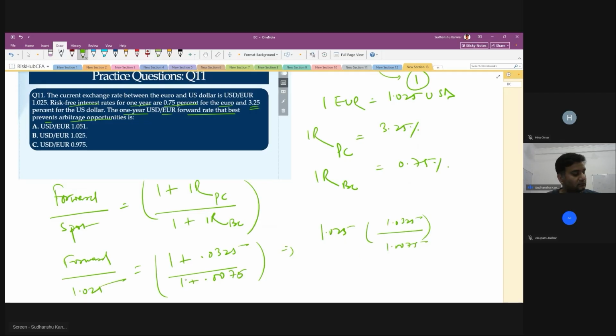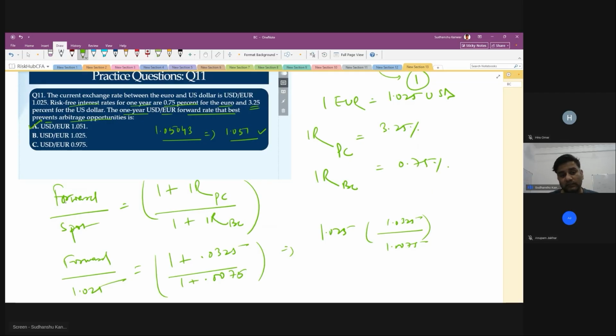So if I solve it on my calculator, 1.0325 divided by 1.0075, into 1.025, it is coming out as 1.05043, which is equal to 1.051. So this is the answer.